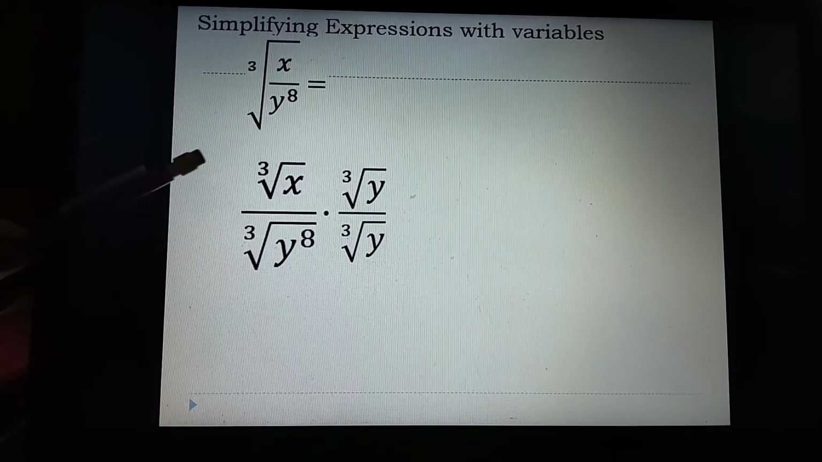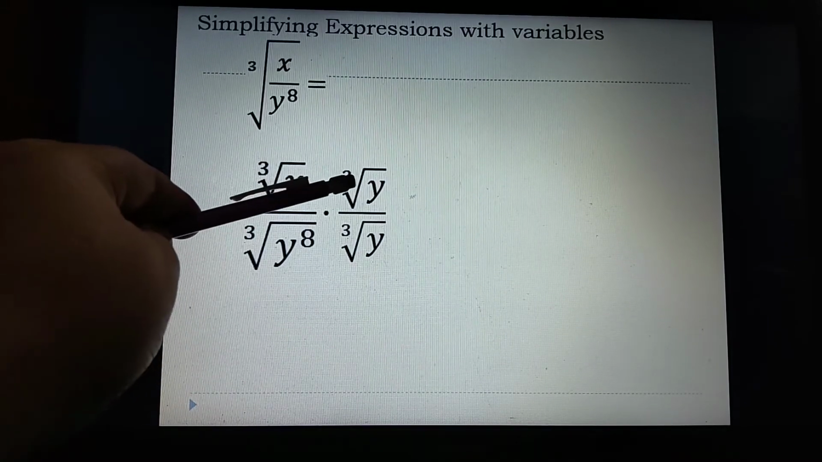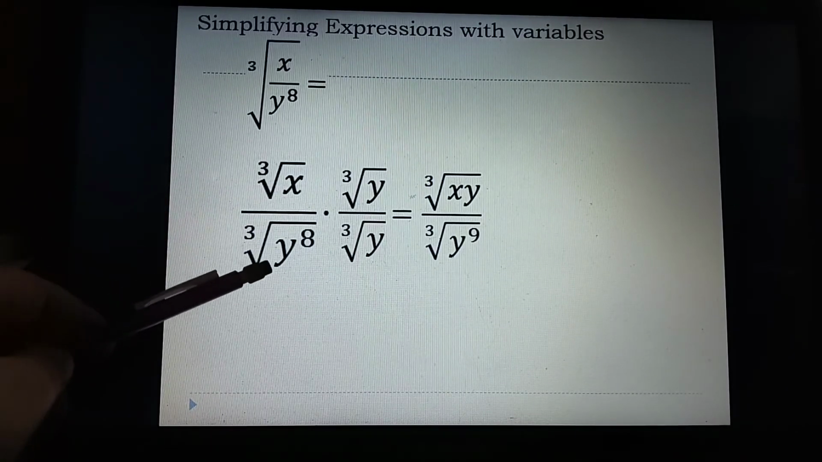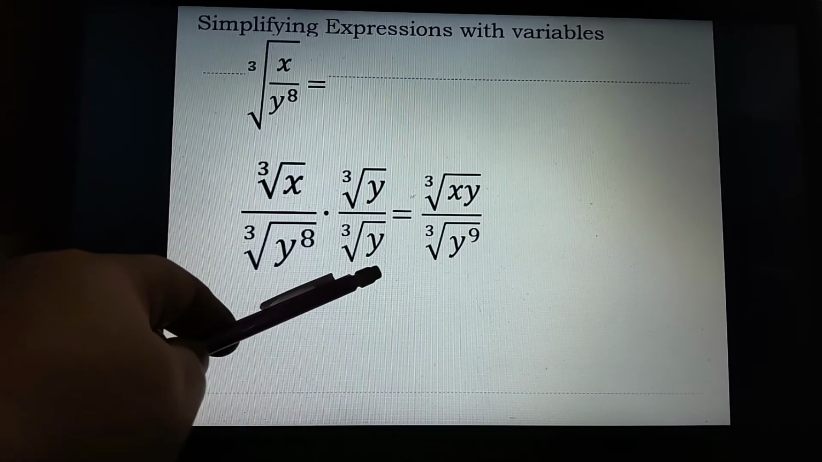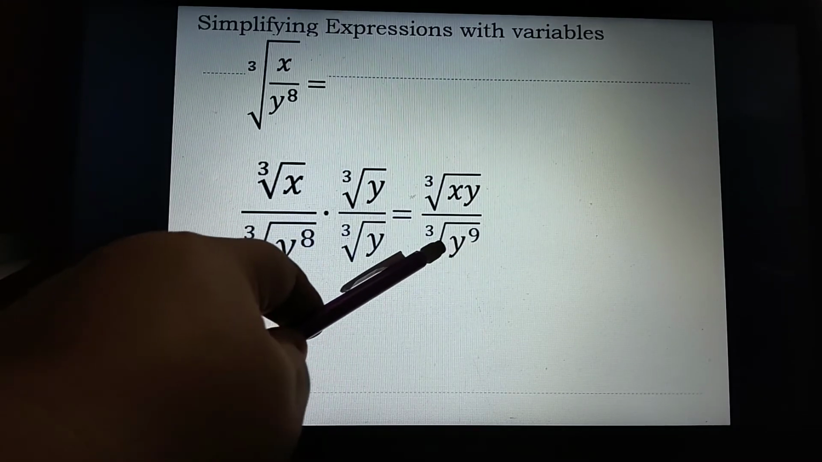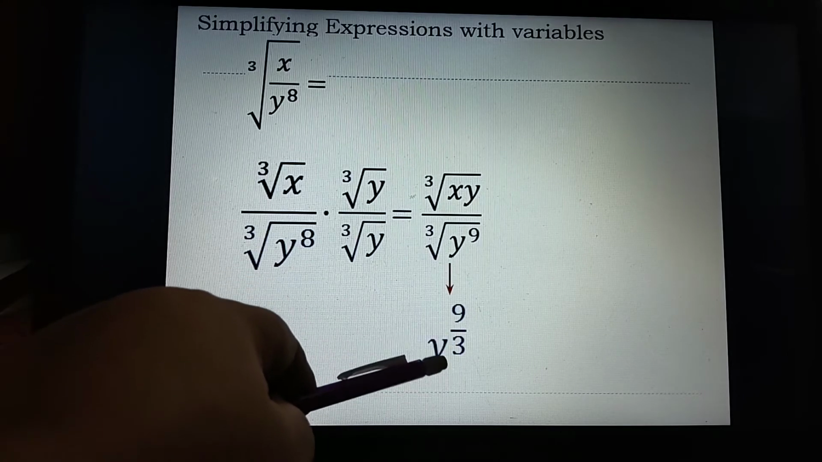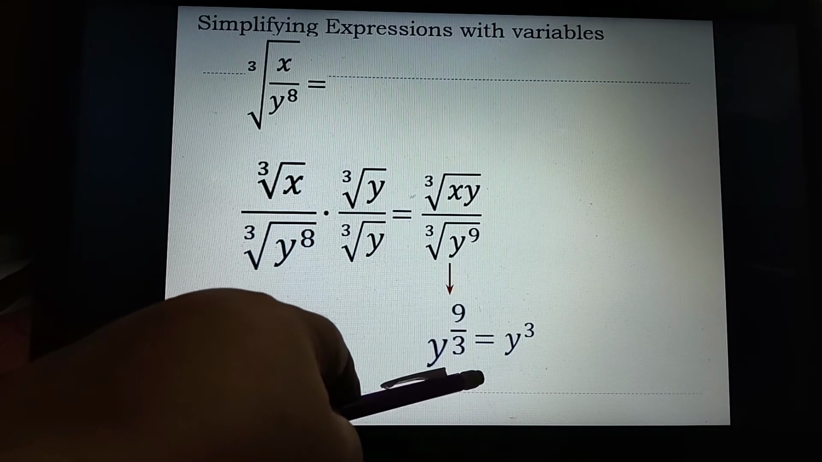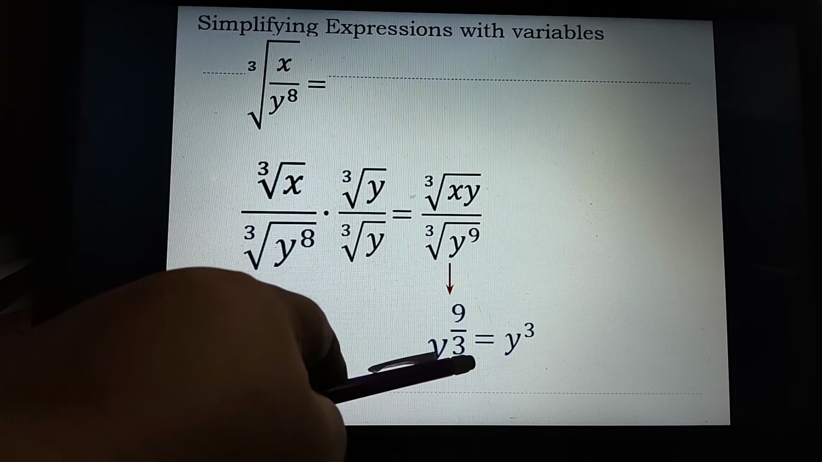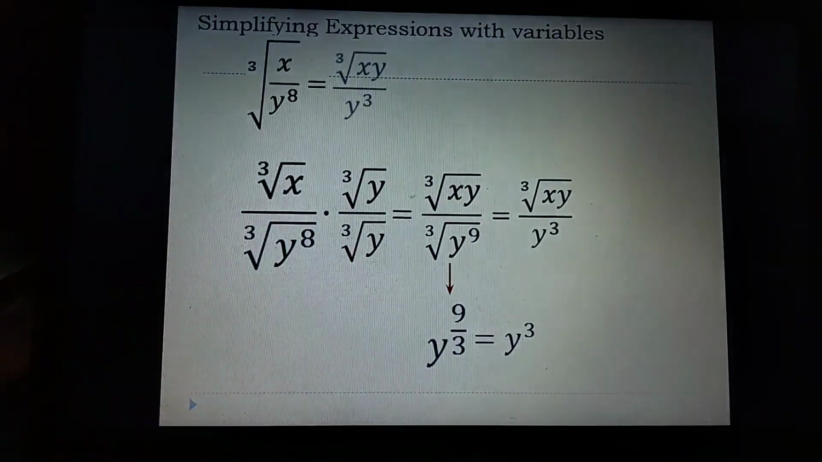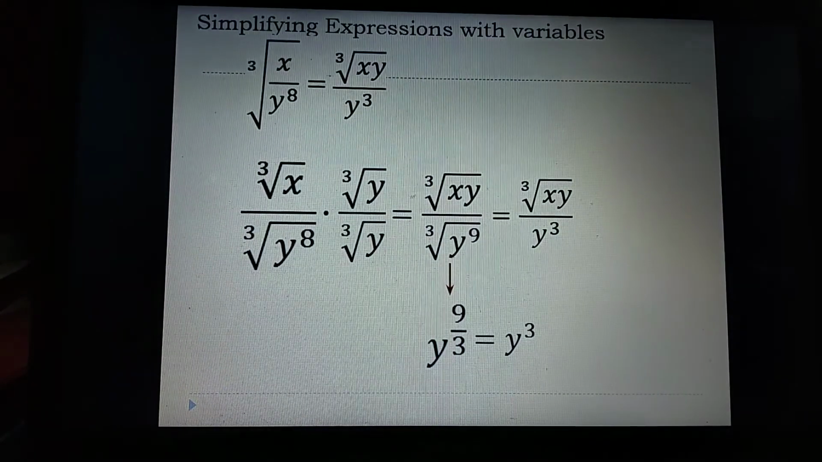Okay, so now remember, we just multiply. Since they're both the 3rd root, combine them underneath a radical. And on the bottom, y to the 8th times y is y to the 9th. Now, 9, this becomes y to the 9 over 3. 9 divided by 3 is 3. Wow, I almost said 2. Okay, so my bottom becomes y to the 3rd. And then you're done with that one.